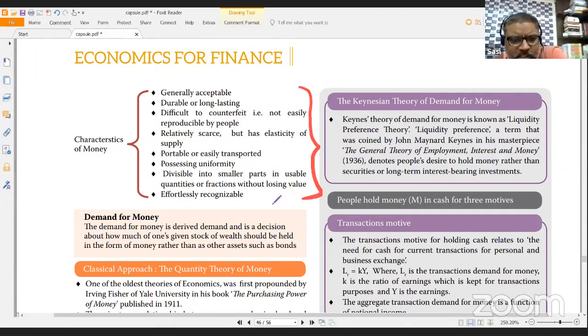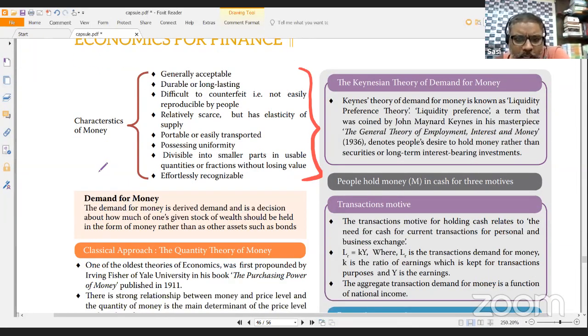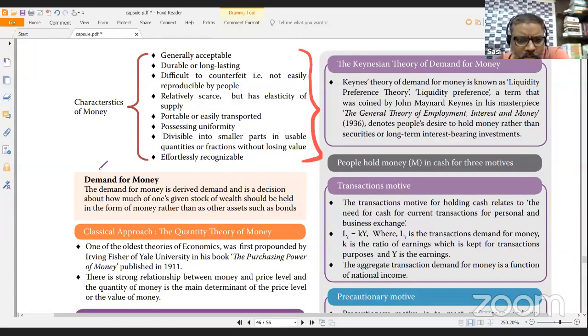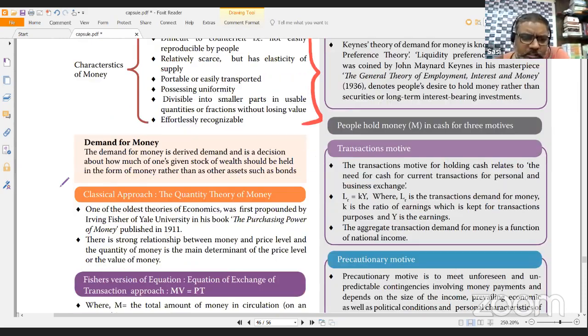These are the characteristics of money. It should be generally acceptable, durable. It should be difficult to counterfeit. It should be scarce, easily transportable, and it should have uniformity. And if you see currency as a note, it will have mostly all of the features. It's a debatable issue whether it is really difficult to counterfeit or not. Fine, nobody can just counterfeit these things like that. So that is definitely the characteristics of money.